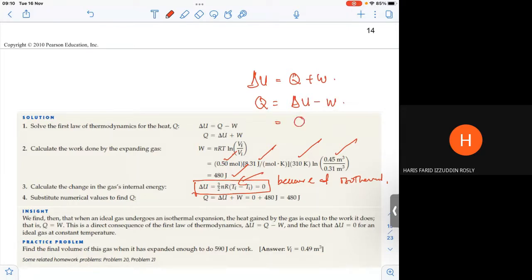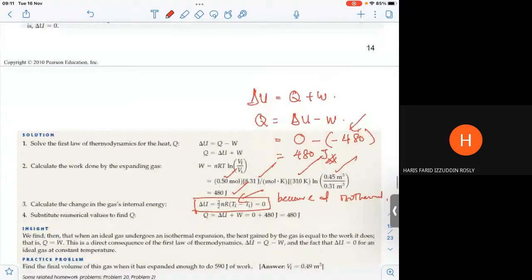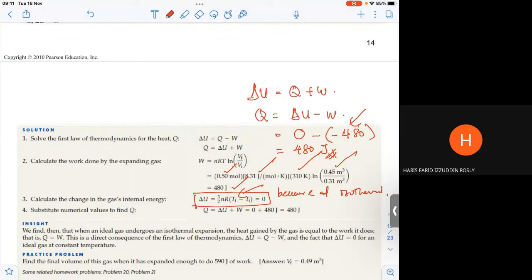Okay, delta U will be 0 minus W. What is W? Based on our terms, it will be negative 480. So the answer is 480 joule for the quantity of heat. Why is it negative here? Because it's the work done by the ideal gas. The work done by the ideal gas will be negative. So the same goes for this answer, 480 joule.